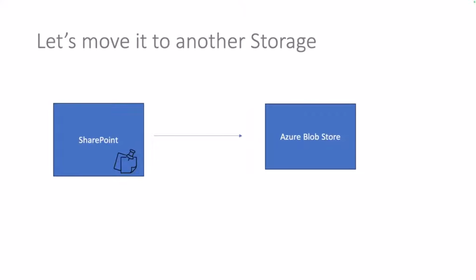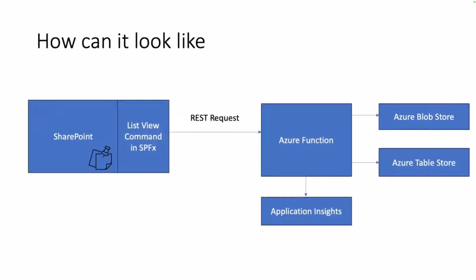So this would be the schema. The next thing is how to implement it. We make a ListView command in the SPFx. This makes a REST request to the Azure function and then stores the data into the blob. And to get a reference, we use Azure Table Storage. Why don't I use a SQL server? Because the table storage is there, so I don't need more deployment work.